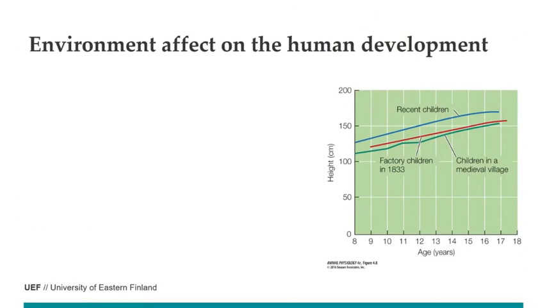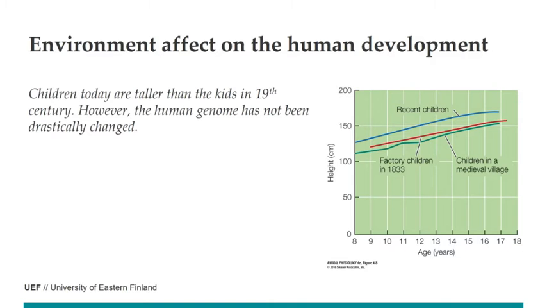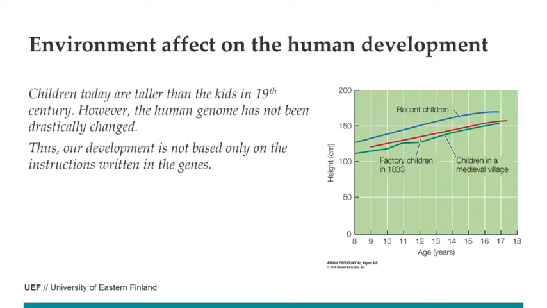Well, even in human development, the environment is affecting. And this can be demonstrated easily by comparing the height of children today to the children that were born 150 years ago. So the children today are taller, they start periods a little bit earlier, they live longer. And still the human genome has not drastically changed during the last century. This means that development is not based only on the instructions written in genes.